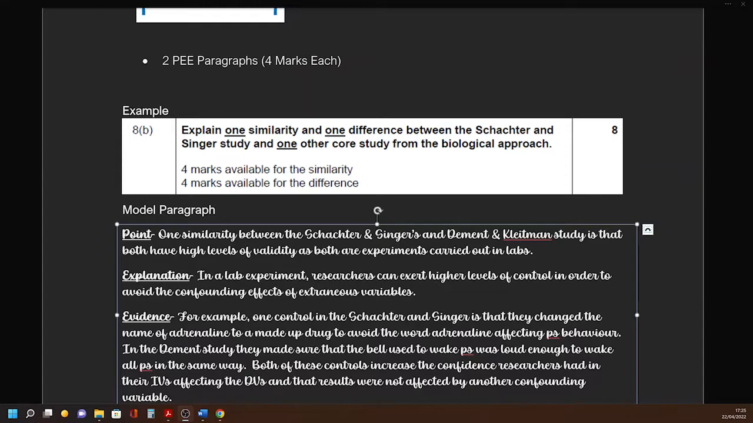That might change in the future, or in different questions. Sometimes it might be Schachter and Singer and Milgram, or any other study from the syllabus. So make sure that you read the question and tackle the two things that they want you to do. Compare the right studies and provide the correct material. These are the ones that I've seen before, and again, you get 4 marks for each of the paragraphs.